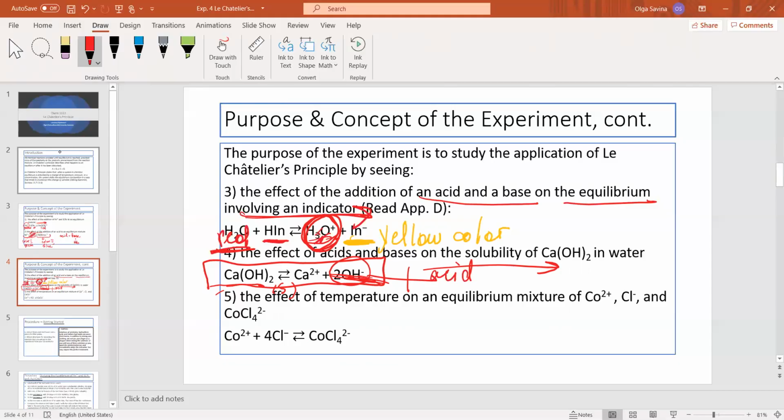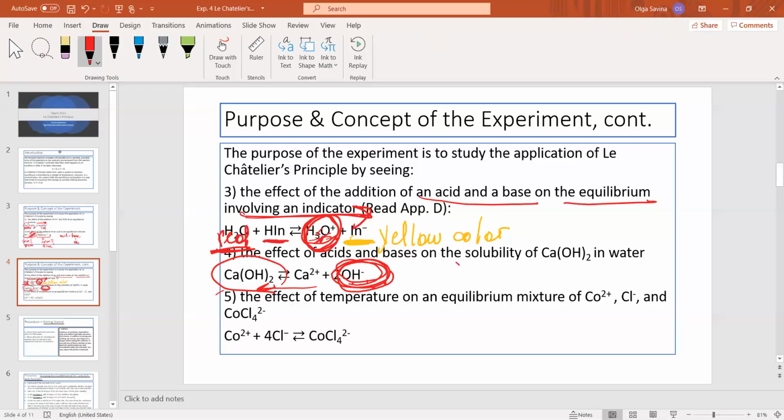And when we add a base, what will happen? Let's discuss that. We add more and more base. So the equilibrium will be shifted to the left to decrease the amount of base, and so insoluble precipitate will form. This is how it works.